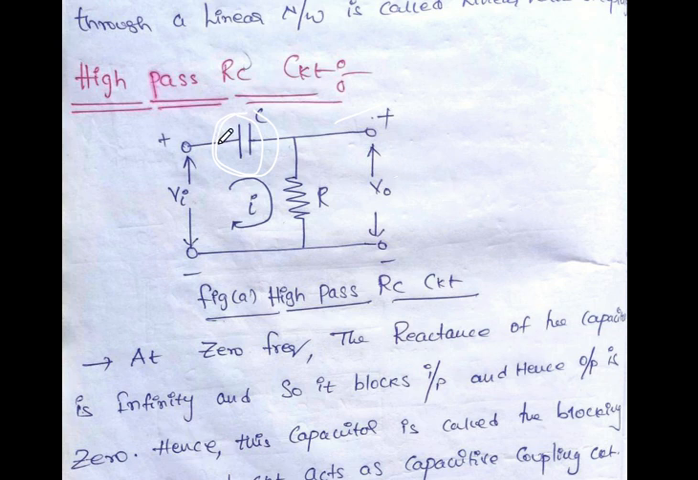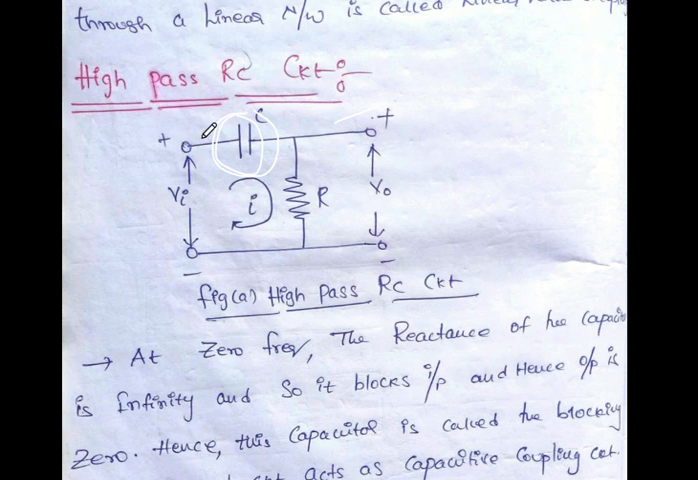Now, coming to the second case, when the input signal frequency is infinite, according to the reactance of the capacitor, Xc equals 1 by 2 pi fC, the reactance of the capacitor is 0. When the capacitor reactance is 0, it acts as a short circuit. Therefore, whatever input voltage or waveform appears at the input terminals is transferred to the output terminals.